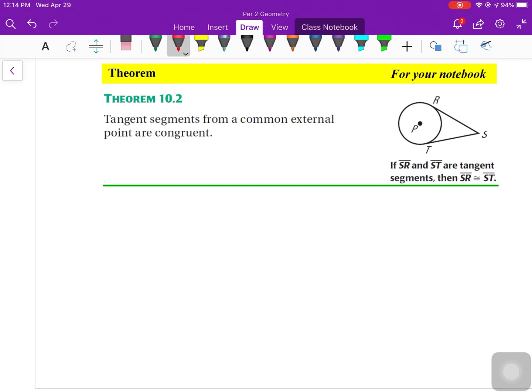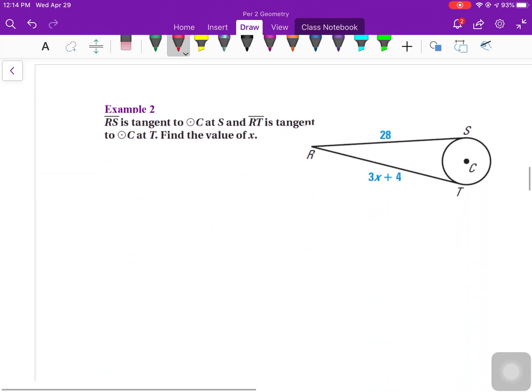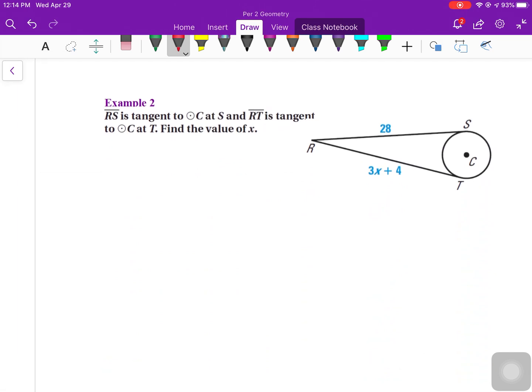Let's talk about when we have two tangents to the same circle. If we have two tangents that are common external tangents to the same circle, then they have to be congruent to each other. They're equal. So R to S will equal T to S. Let's take a look at a problem or two like that.